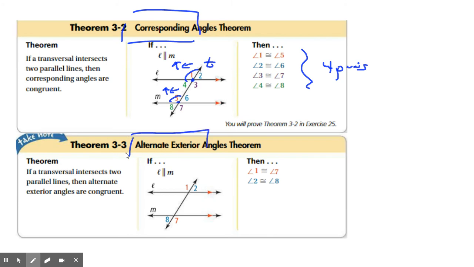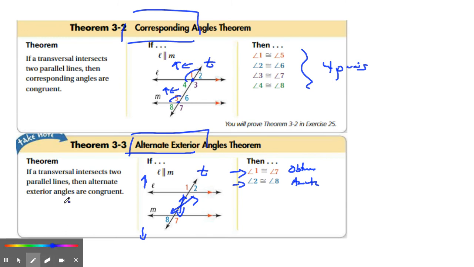And then last but not least, your alternate exterior angles. The exterior is outside of the parallel lines. So 1, 2, 7, and 8. And again, alternate means on opposite sides of the transversal. So 1 and 7, 2 and 8. And again, think of obtuse versus acute. 1 and 7 are your obtuse angles. 2 and 8 are your acute angles.